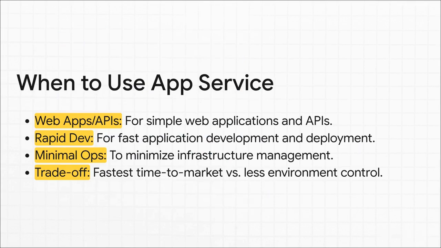And this right here is the core value. For most of your standard web apps and APIs, App Service is hands down the fastest way to get from code to production. Your teams can just ship features instead of worrying about servers. The trade-off is simple. You give up that fine-grained control over the environment in exchange for pure speed.